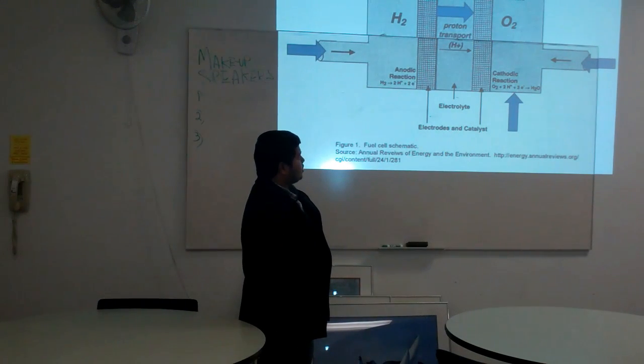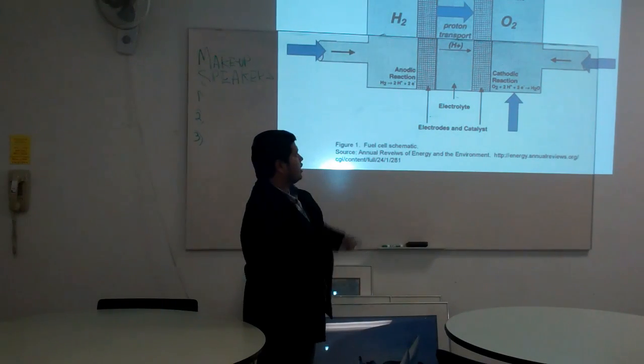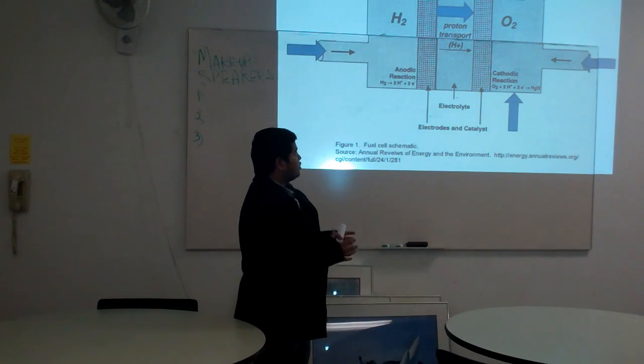The water is produced at the cathode, because after the electron flows over to the cathode, it combines with the oxygen, and the hydrogen also combines with the oxygen, and that forms H2O.